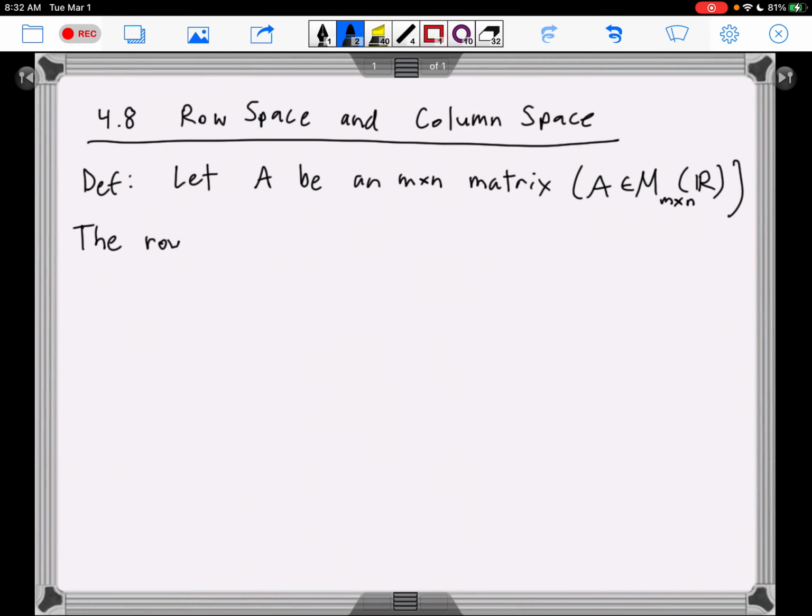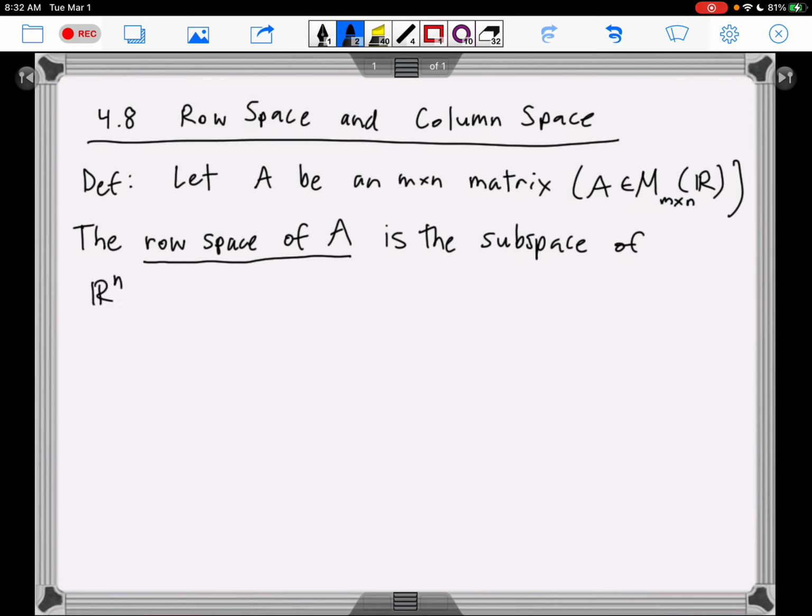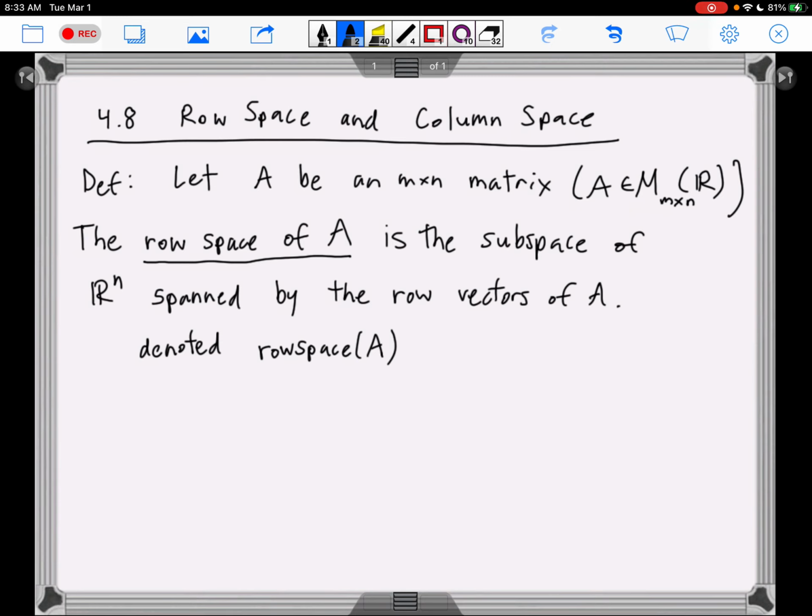What is the row space of the matrix? The row space of A is the subspace of Rn spanned by the row vectors of A. And this is denoted, you just write it in one word like this, row space A. Okay. Row space A.